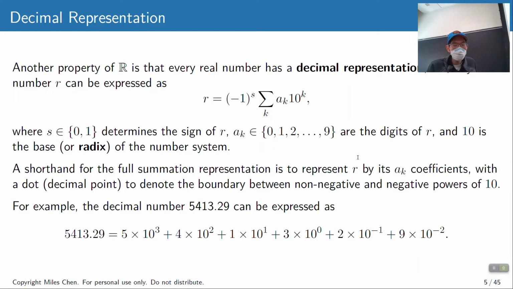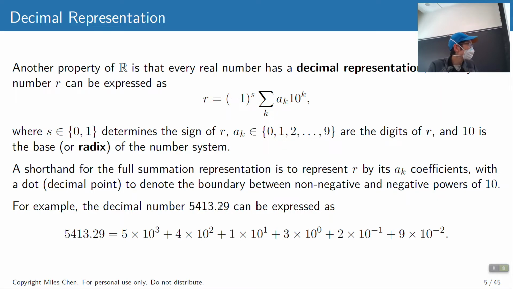And so the decimal representation is basically something like this: 5,413.29, and in decimals, each of these positions represents a power of 10. So this 5 represents 5 times 10 to the third power, 5,000. This 4 is 4 times 10 to the second power, 400. This is 1 times 10 to the first power, 10. And this is 3 times 10 to the 0, 3 ones.